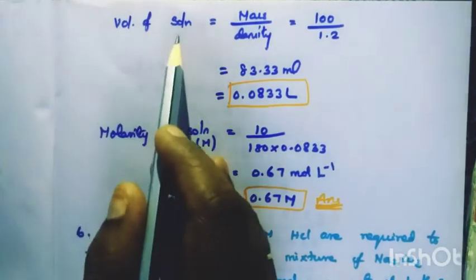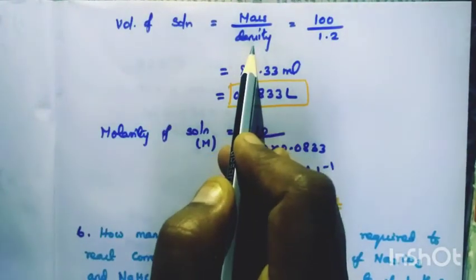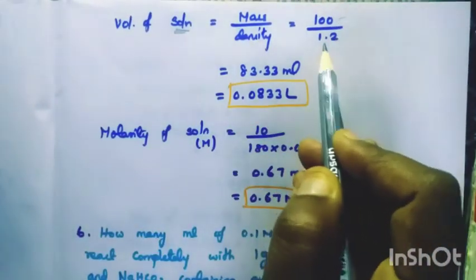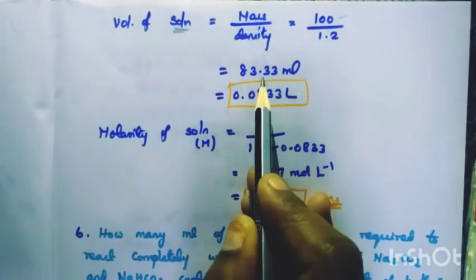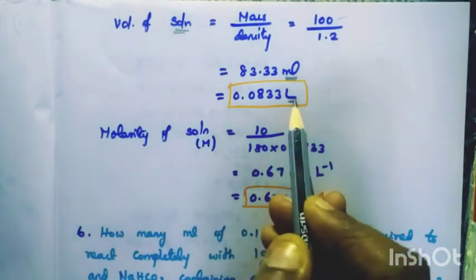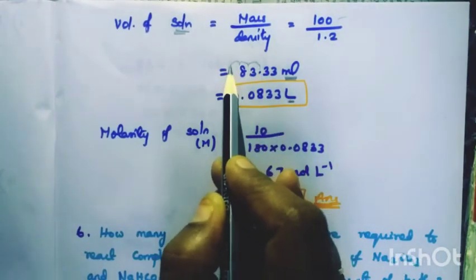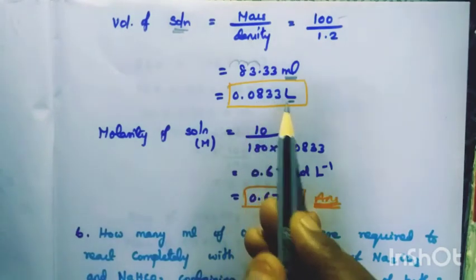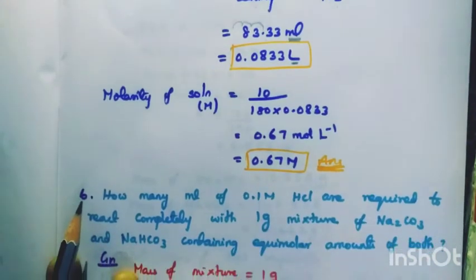Volume of the solution, volume is equal to mass by density. So mass 100, solution 100, density given 1.2. So we can get this one. Volume should be in liter, so 10 power minus 3. 0.0833 liter. This is volume.